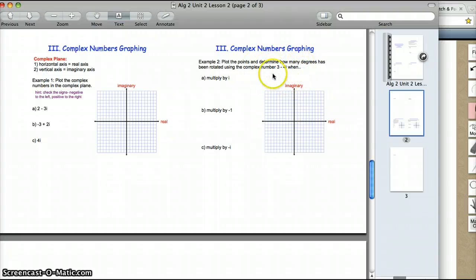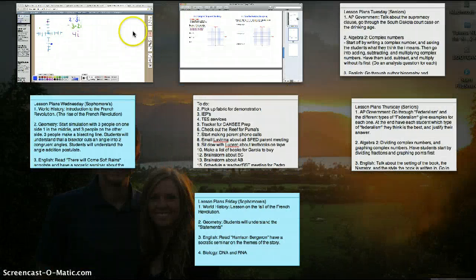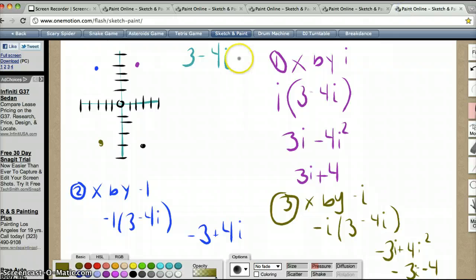So we start with certain points. So we start with 3 minus 4i. And what happens when we multiply by i, by a negative 1, and by a negative i? So let's see. We started with 3 minus 4i. So 3 down negative 4. This is our starting point.